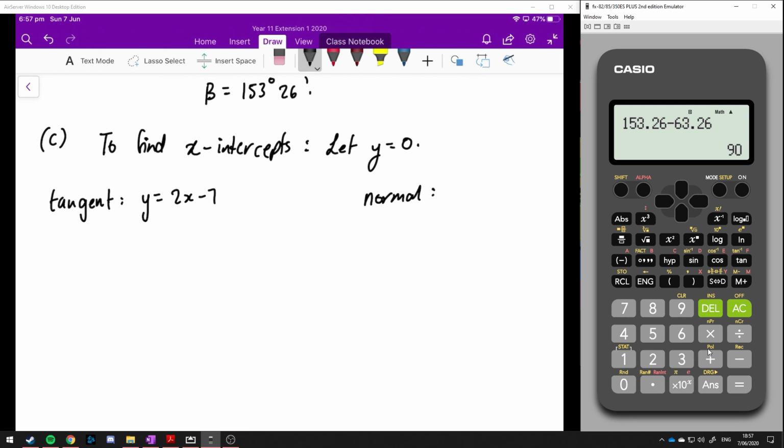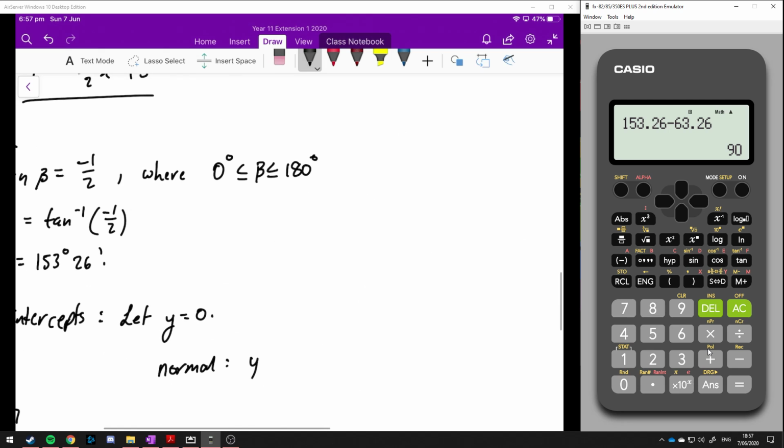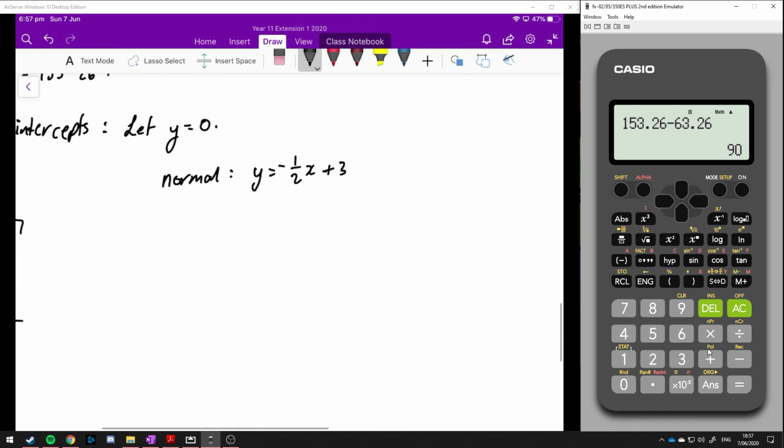Now to find the x-intercept, we let y be equal to 0. So we get 0 is equal to 2x minus 7. So 7 is equal to 2x, and in that case x is equal to 7 on 2. Now our equation for the normal is y is equal to negative 1/2 x plus 3.